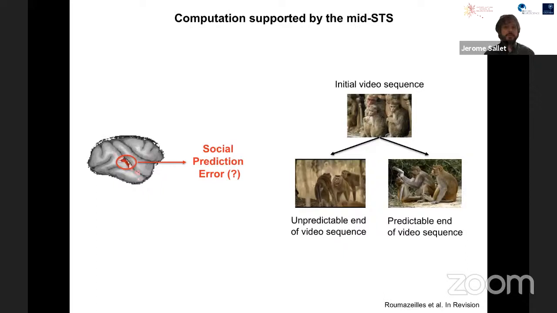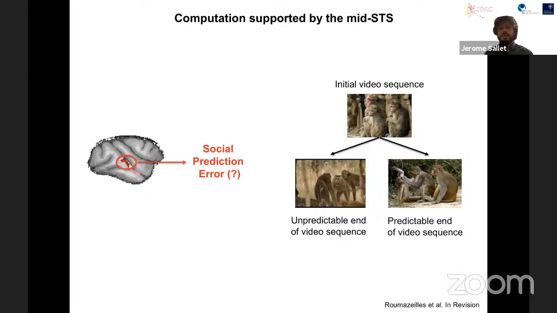mid-STS region. What we did was a very crude social prediction error, because we used a free viewing experiment in which we presented social videos to our animals, but we controlled the content of the social video. So with a social video, you could predict the end of the video from its first few seconds. If you see animals grooming, you would expect that a few seconds later they might still be grooming, or at least resting next to each other. So that would be a predicted end of a social video.